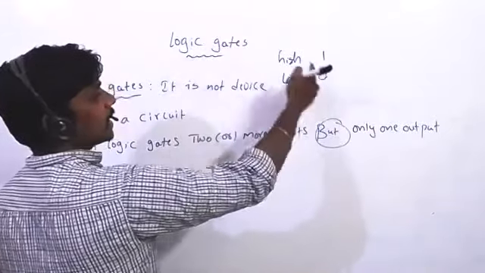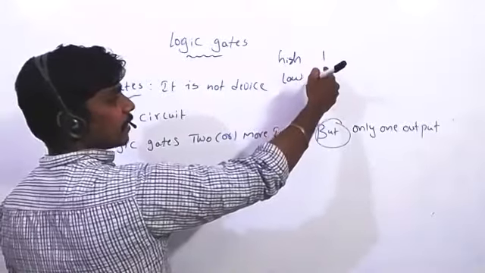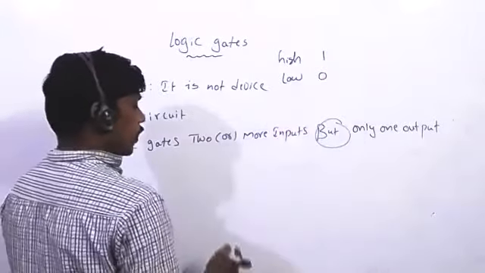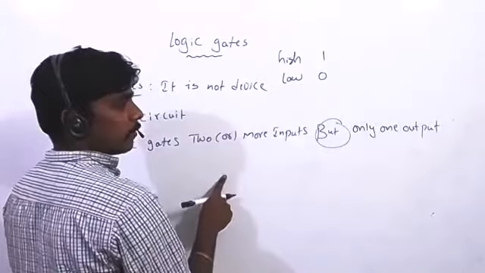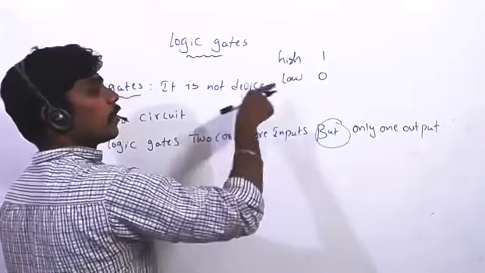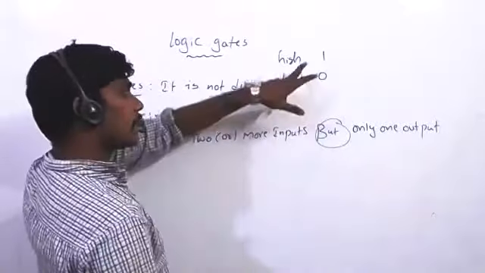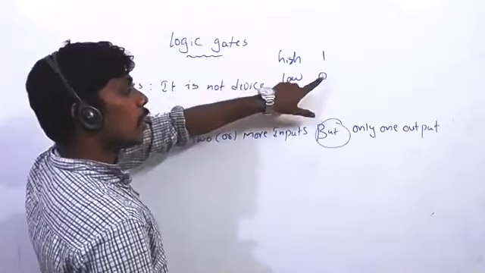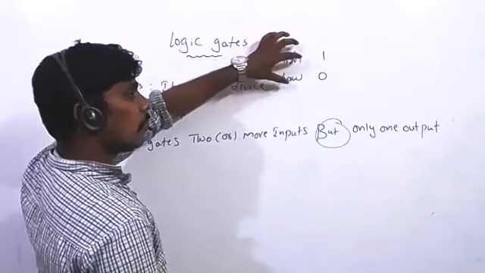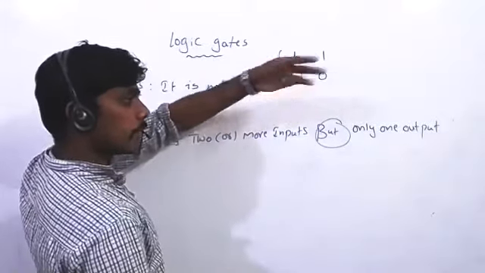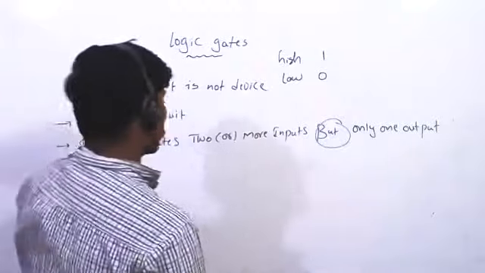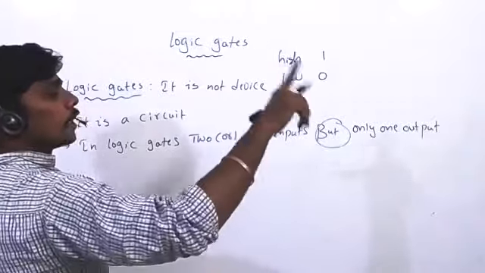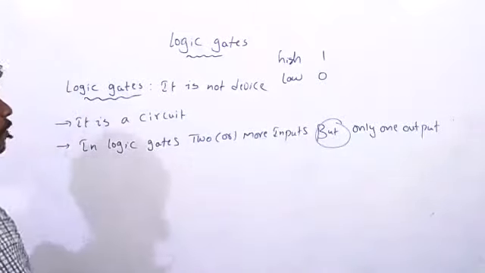So logic gates use digital numbers, 0 or 1. 1 is high, 0 is low. Suppose you switch on the switch, that means high, 1. If you switch off the switch, there will be no output, so 0. So in the on condition, the output will be high. The input also is high, like that. So a logic gate is nothing but something whose output can be high or low. You can give two or more inputs, but you will get only one output, either high or low. That is about logic gates.